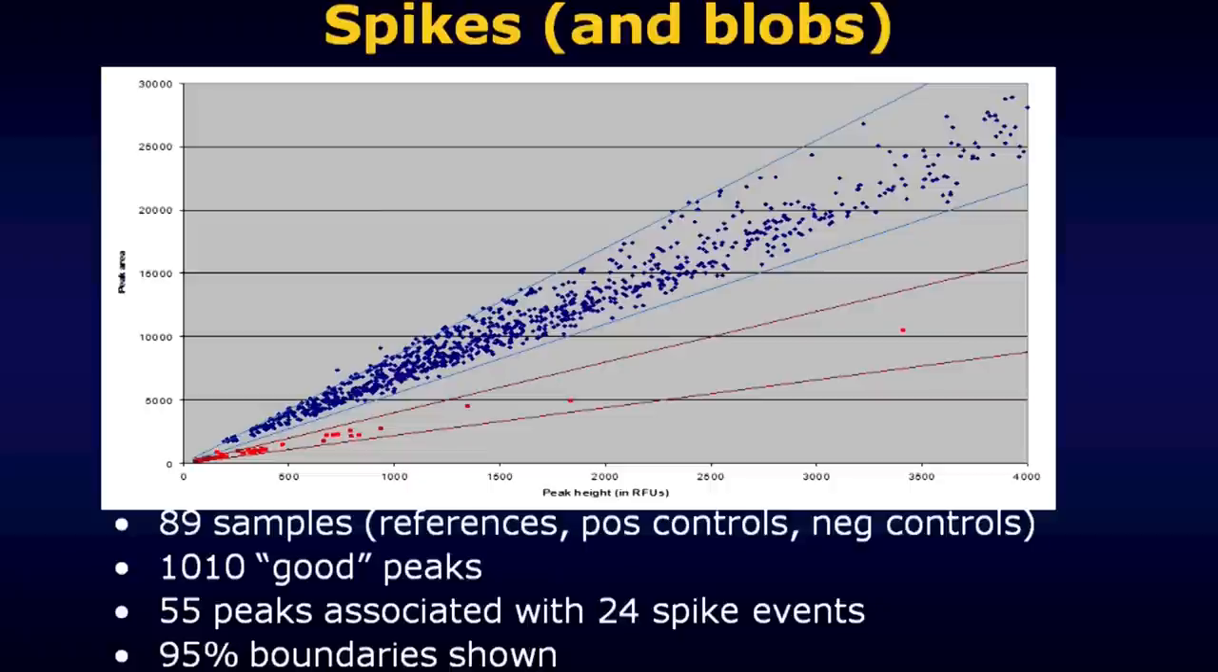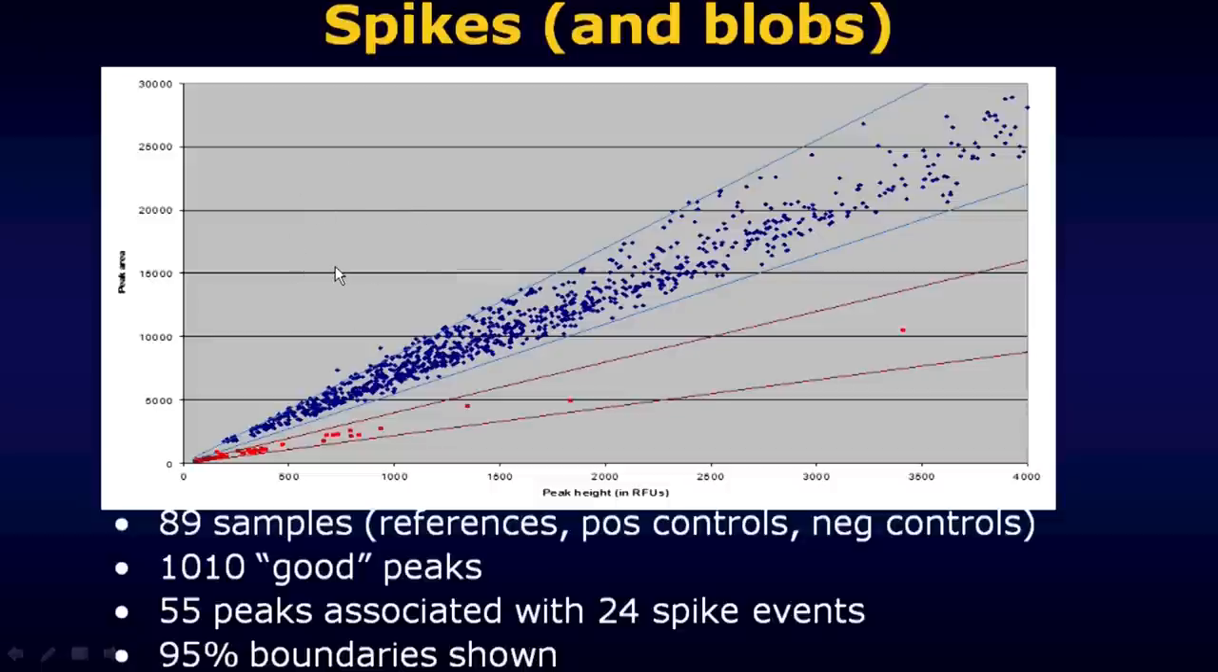Well, this particular slide is showing you a study that has been performed that shows that you can get an expected range of height to area ratios for peaks that we know are good peaks. These are peaks that came from reference samples, from positive controls. We knew that those peaks were really there and real peaks. A normal peak has a certain range of the ratio of its height to its area. Spikes, in contrast, which we knew were not part of these reference or positive control samples, fall outside of that range on this side of the graph. And while for this particular study we didn't observe blobs, they would be up on this part of the graph.